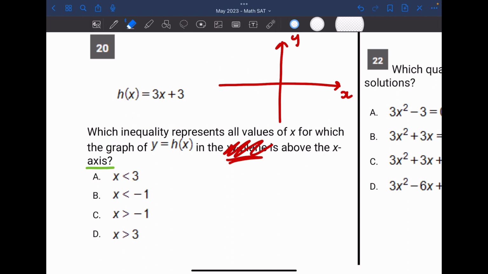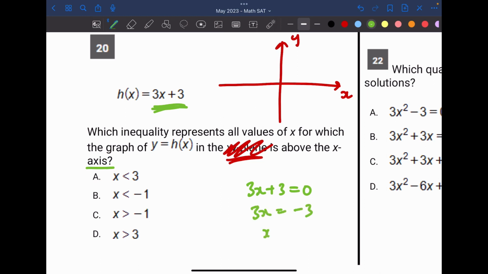In this question, we have 3x plus 3. So first, let's equate it to 0. 3x plus 3 is equal to 0 because we want to see at what point does it touch the x-axis. So when you do that, you get 3x is equal to negative 3, then x is equal to negative 1. So it touches at negative 1.